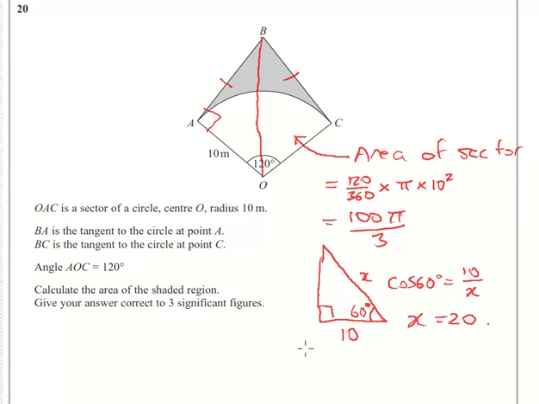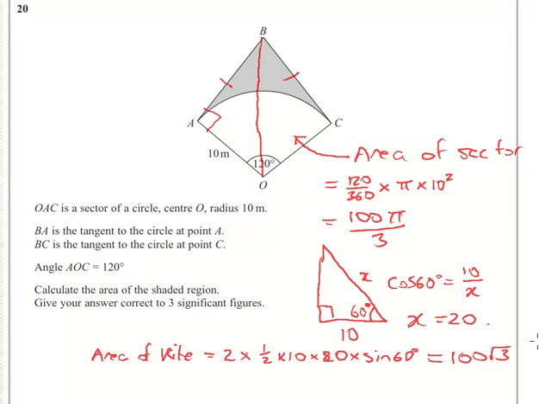And now what I can do is use the area of the kite. Well, that's going to be equal to 2 times a half times 10 times 20 times sine of 60. And if you work that out, you could give it as an exact value, I suppose. Sine 60 is root 3 over 2. 2 times a half is 1. So you've got 200 times root 3 over 2. So that's 100 root 3.